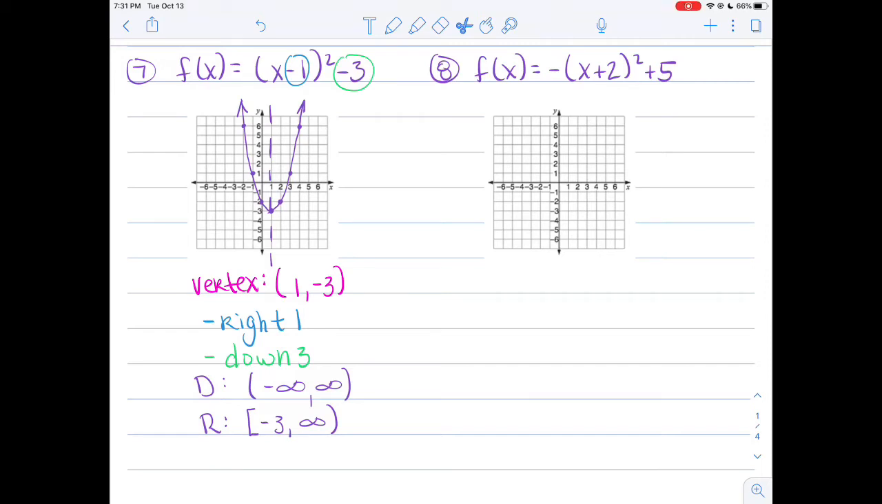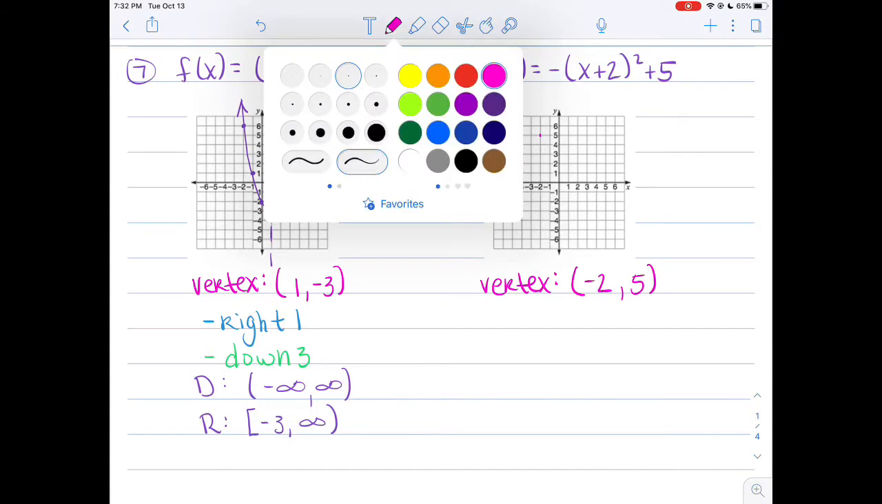Now let's take a look at another example. We're going to start with identifying the vertex for this one. So my vertex is going to be, let's see, I see a positive 2, so that's going to be a negative 2, and then a positive 5 for my y value. So at negative 2, positive 5, I'm going to plot my vertex.